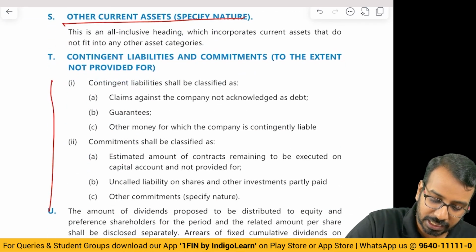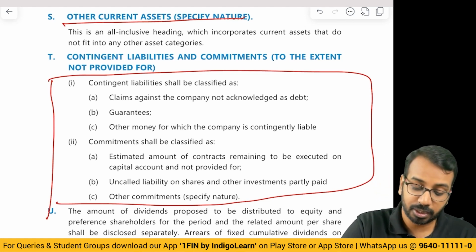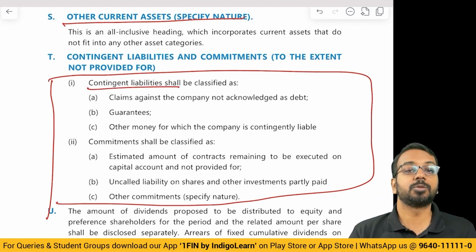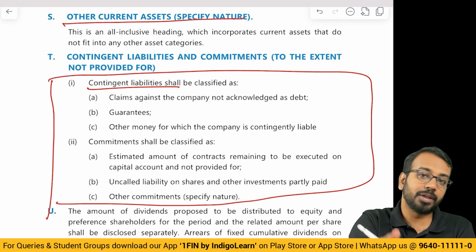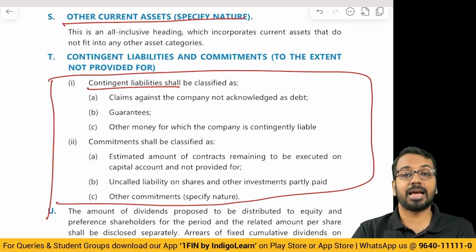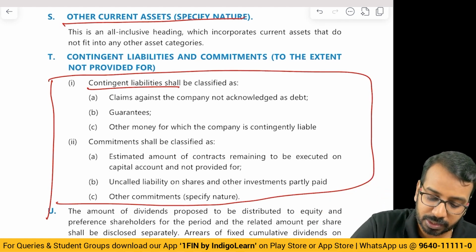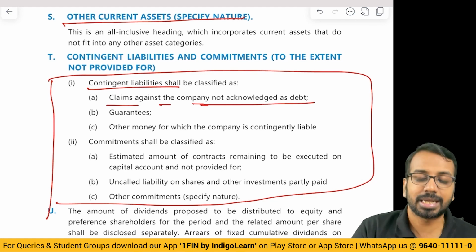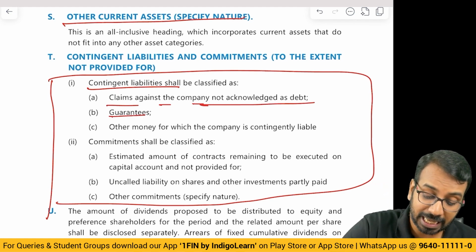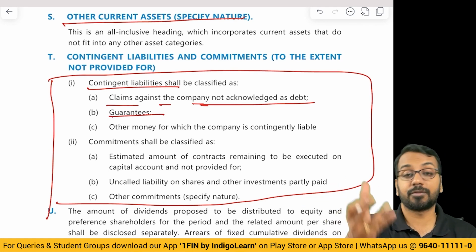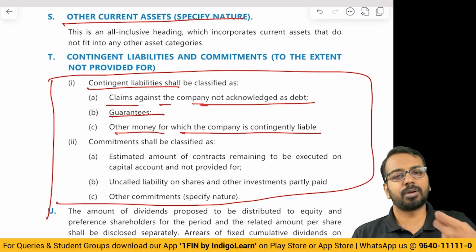Then this has been generally given as a hidden adjustment in the question, where you have contingent liabilities which you need to disclose. So they have been asking on something like bills discounted. Okay, so if there is a bill discounted, it is a contingent liability, because if the customer does not pay, I have to pay. So you will show claims against the company not acknowledged as debt. Somebody has filed a case, I am not acknowledging that amount. Guarantees, if I have given a guarantee on behalf of a third party, other money for which the company is contingently liable. I gave an example of bill discounted.